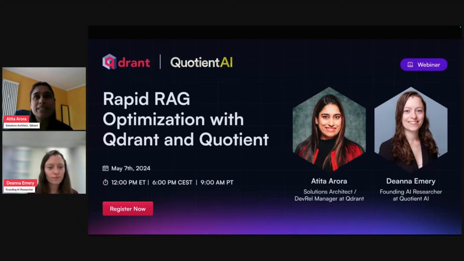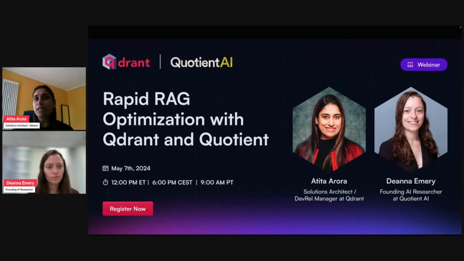So, welcome everyone to a webinar here, which is actually a workshop where we would be discussing rapid RAG optimization. And we would be today building a RAG on Qdrant, and we would be evaluating this RAG solution with the help of Quotient AI. So, together with me, I have Deanna Emery from Quotient AI.